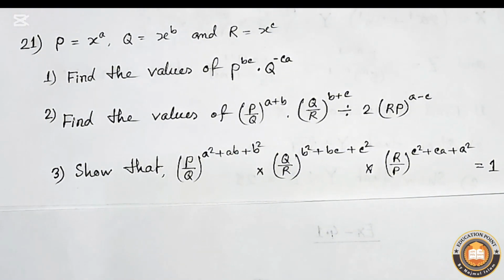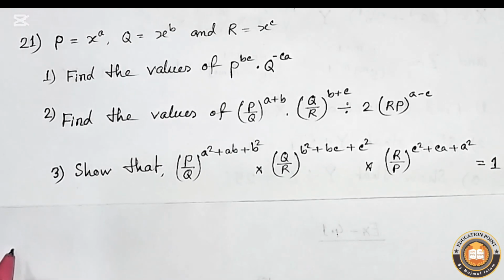Today we will solve an exponent related creative question, exercise 4.1. Question number 21. P equal x power a, q equal x power b and r equal x power c. Number 1. Find the value of p power bc into q power minus ca.